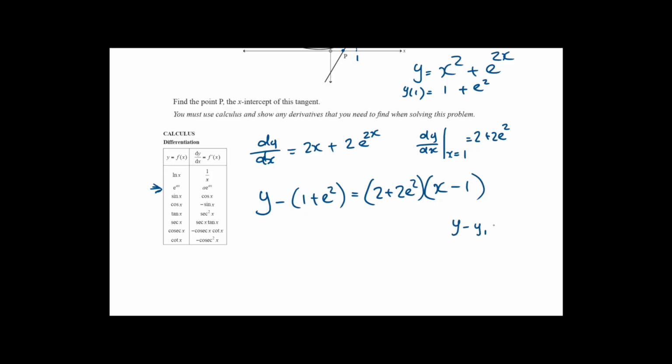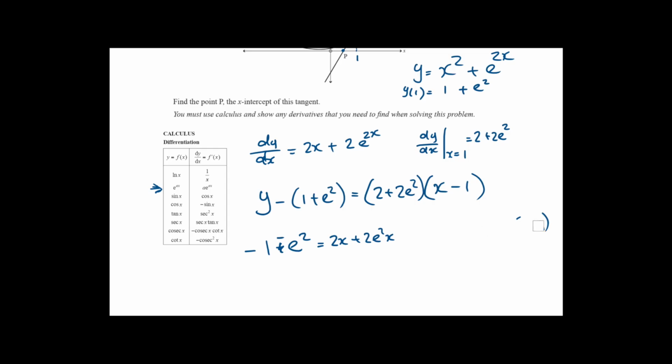y minus y1 equals m times x minus x1. That one there. All right. We know that y equals 0, so 0 minus that is minus 1 plus e squared. So it's going to be minus 1 minus e squared, and that's going to be equal to this thing multiplied out. So 2x plus 2e squared x.